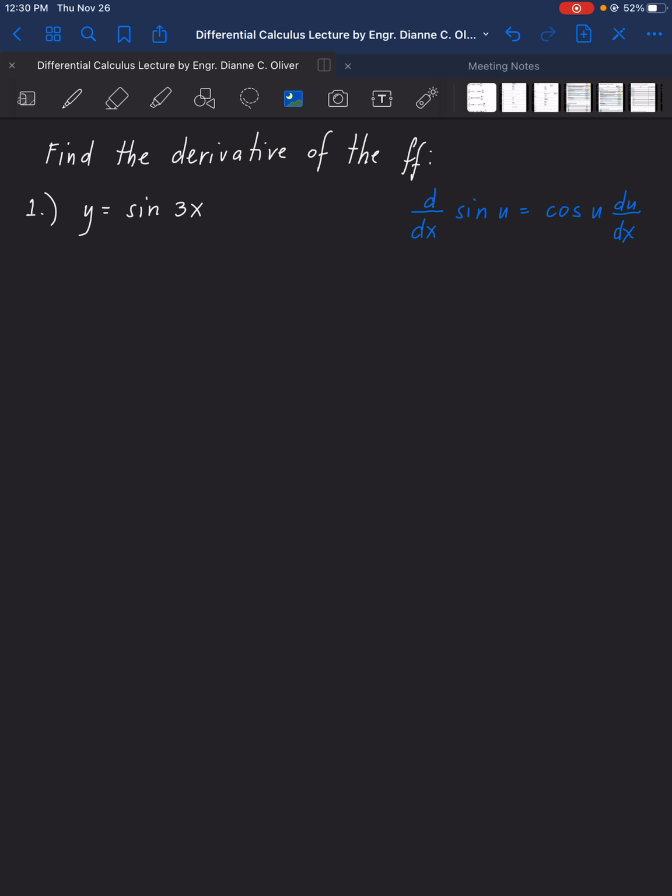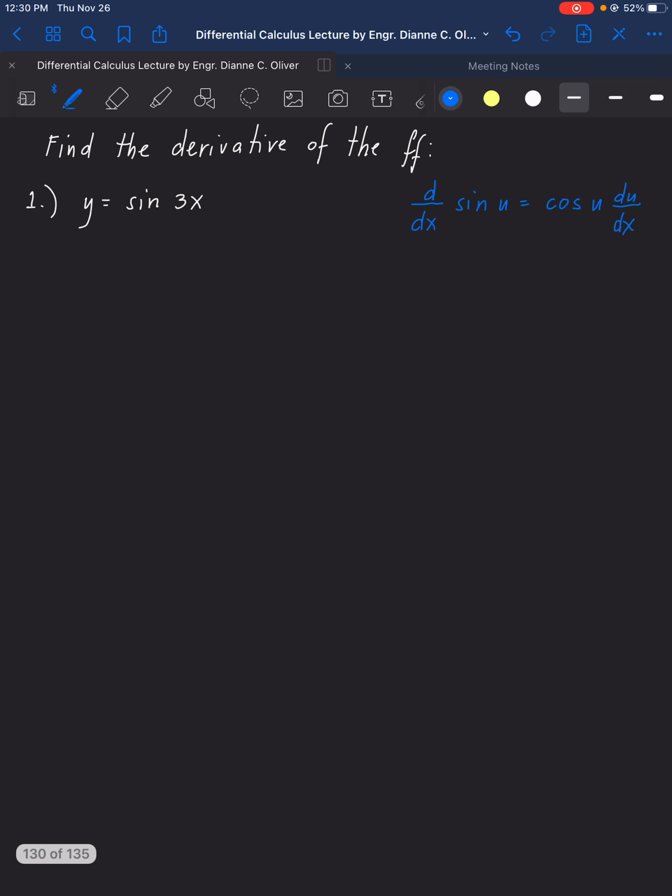Now from the example, the u there is the angle 3x. So u is the angle 3x and the derivative of u here is 3. Therefore, the derivative of sine 3x becomes, so this is the derivative of sine u, that becomes cosine u, or that is cosine 3x, then the derivative of u, or the derivative of 3x, and that is 3.